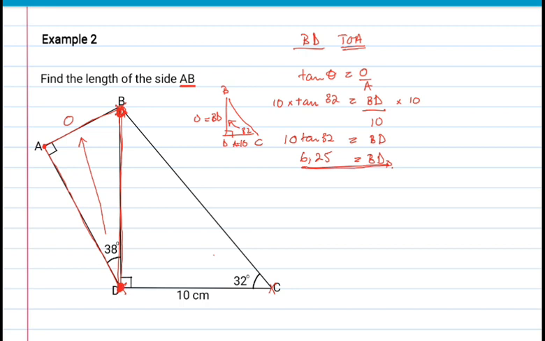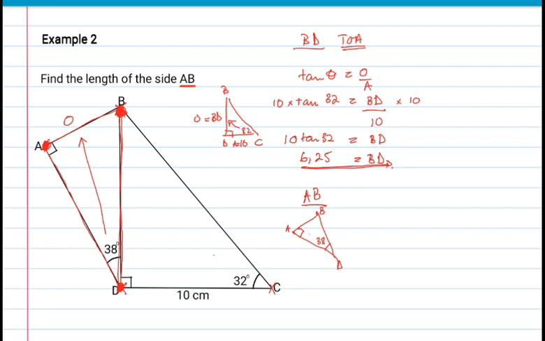So we have firstly found this side BD. This side BD is the one which we are going to be using to calculate the side AB. So let us look at the triangle for the calculation of AB. Let's take the triangle as it is here. Then we have a corner, and here we have 38 degrees. We have D, we have B, we have A.